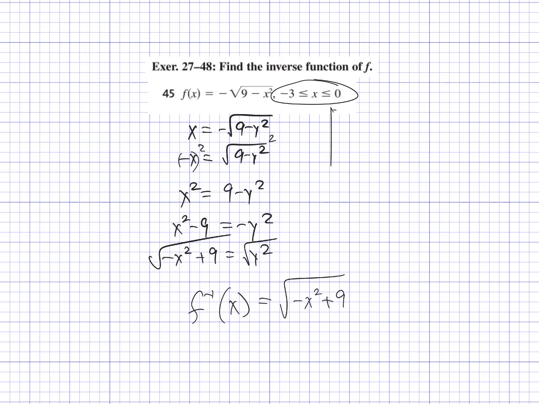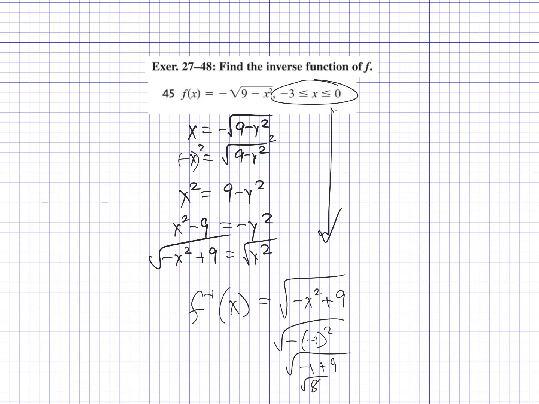And now, this comes into play. If x is between negative 3 and 0, let's just say negative 1. Watch what happens here. Negative 1 squared is 1, but you have a negative in front, so that's going to be negative 1 plus 9, or the square root of 8, which totally works, right? Okay.